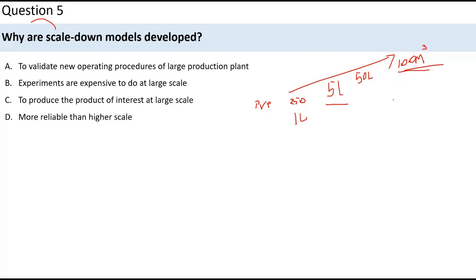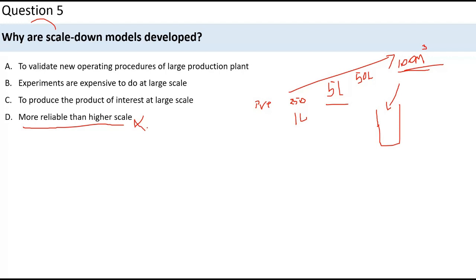So what usually is done is that a small scale reactor, which exactly mimics the operational parameters of the large scale reactor, is used. Whatever parameter has to be changed will be changed in the small scale reactor, seen, and then executed again in the large scale reactor. So, is scale down more reliable than higher scale?